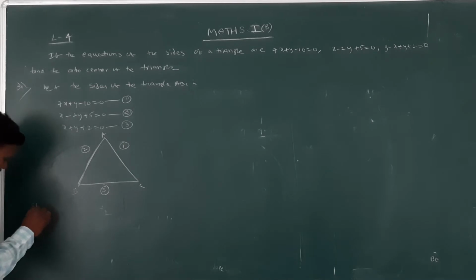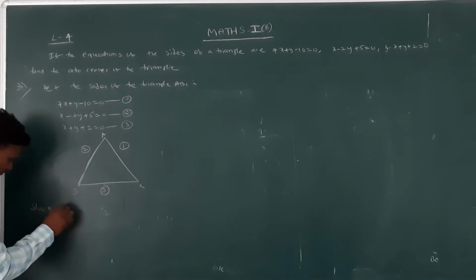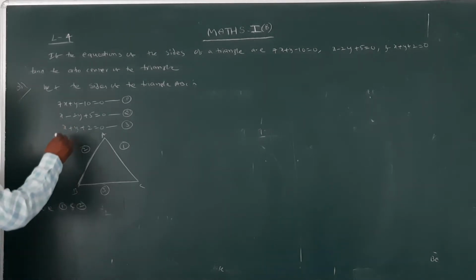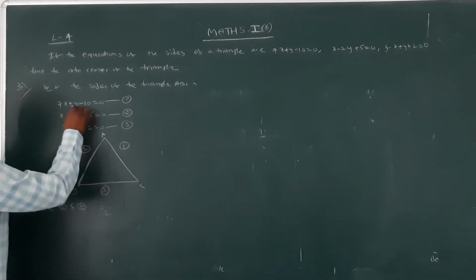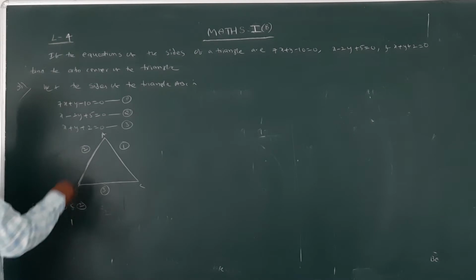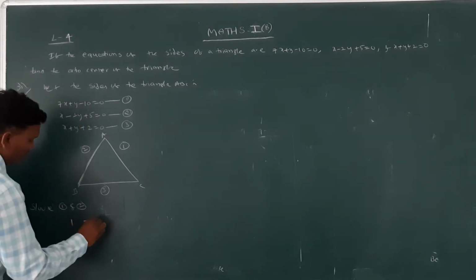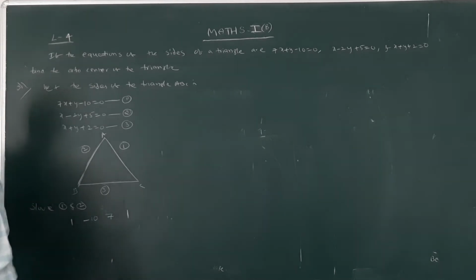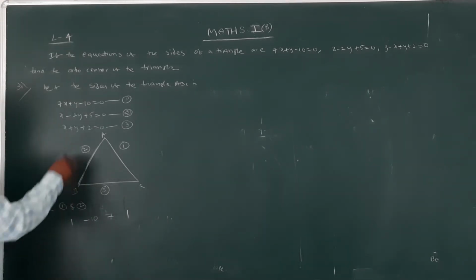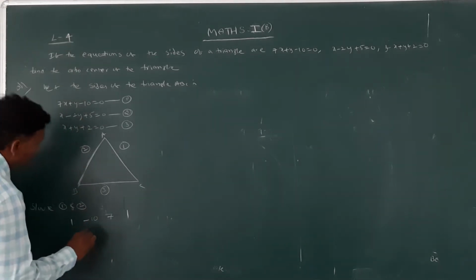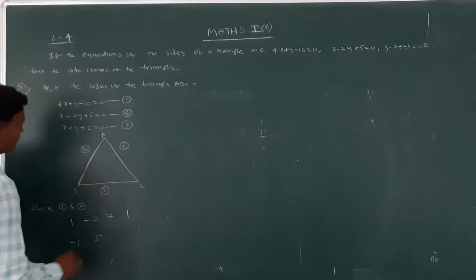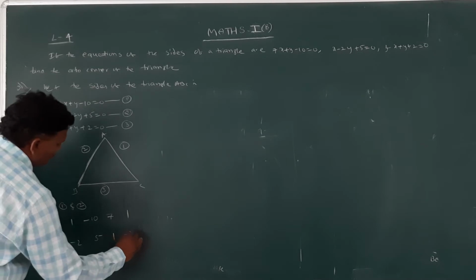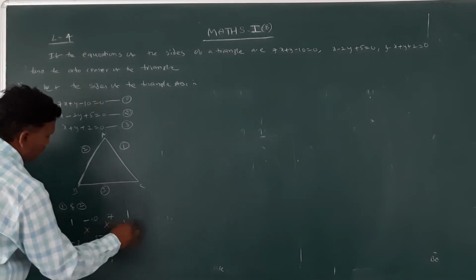First solve 1 and 2. First we write the coefficients. The x coefficient is 7, the y coefficient is 1, and the constant is minus 10. Next, for the second equation, the x coefficient is 1, the y coefficient is minus 2, and the constant is 5.